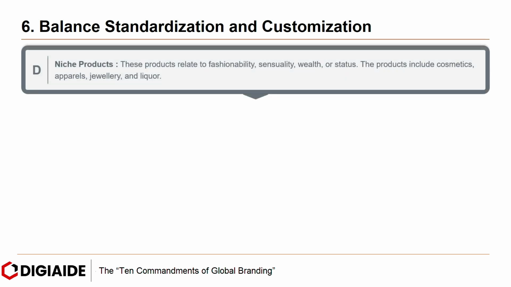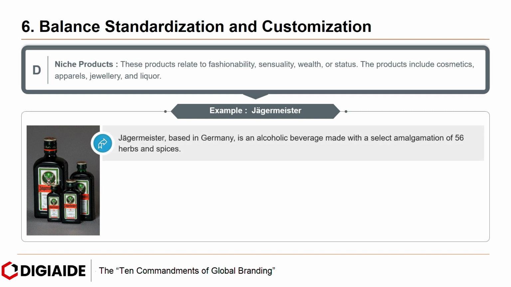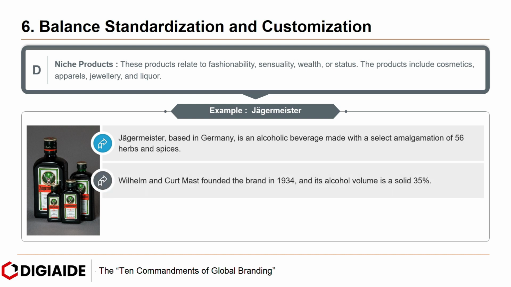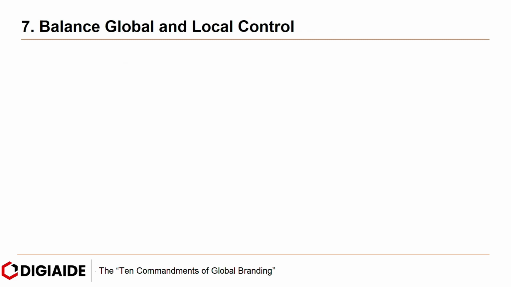And finally, niche products. These products relate to fashionability, sensuality, wealth or status. The products include cosmetics, apparels, jewelry and liquor. Example, Jägermeister. Jägermeister, based in Germany, is an alcoholic beverage made with a select amalgamation of 56 herbs and spices. Wilhelm and Kurt Mast founded the brand in 1934 and its alcohol volume is a solid 35%. The recipe has been consistent since the creation for over 85 years and is still served in a signature green glass bottle.